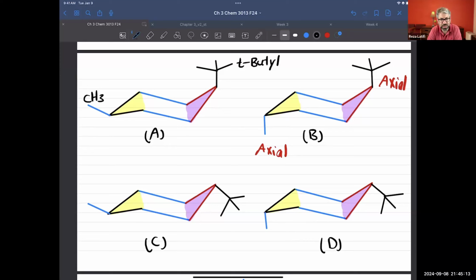I just showed you the answer for it. I'm going to pause here and let you choose the best answer for 1-tert-butyl-4-methylcyclohexane. I want to know which one of these is the most stable structure. Thank you very much. And as I mentioned before, this is going to be the correct answer.